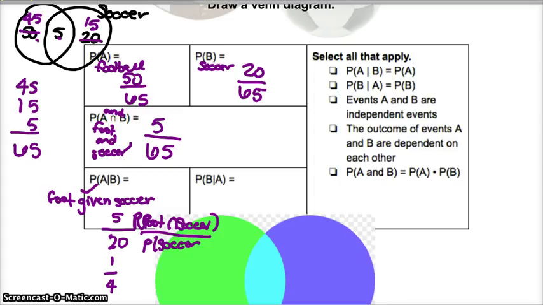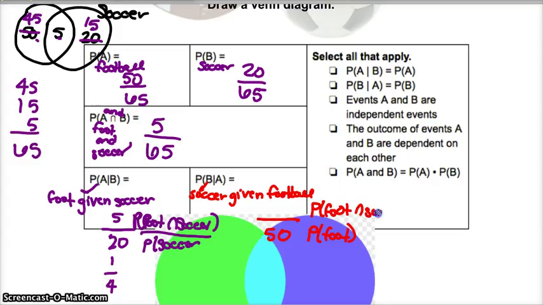The probability of B given A. Well, the probability, event B is those people who like soccer, given that we're looking only at the people who like football. So what we're doing here is we're finding all of those people who like just football. There are 50 people who like football, and we're finding the people who like both football and soccer. There are 5, which is 1 over 10. So again, let's go through these different things to check.